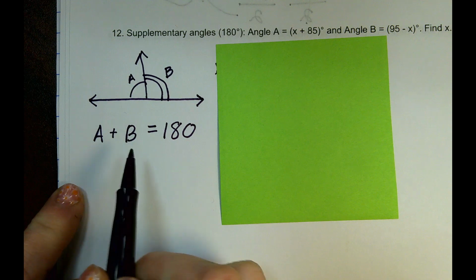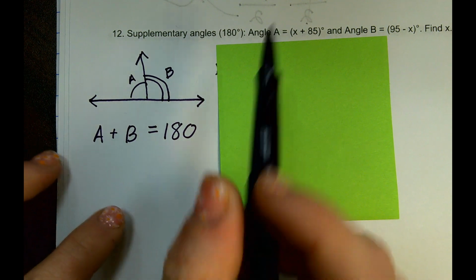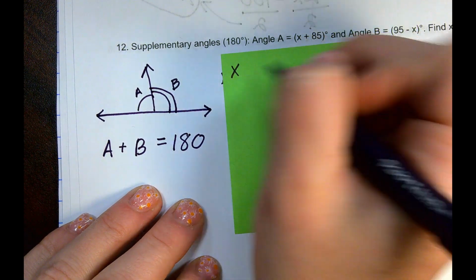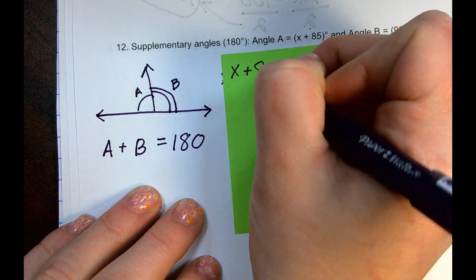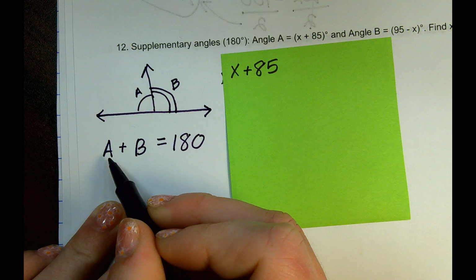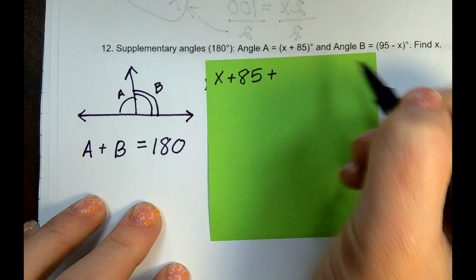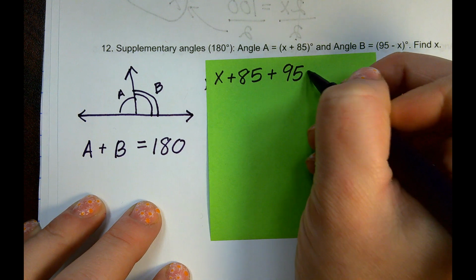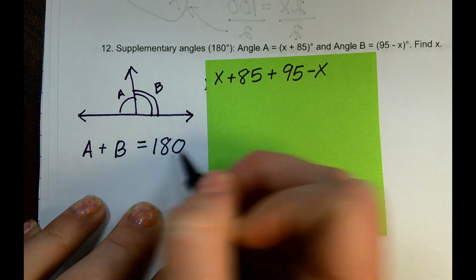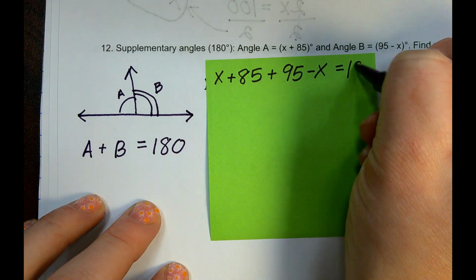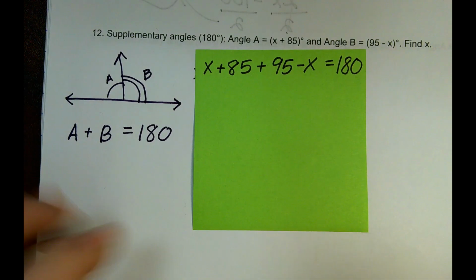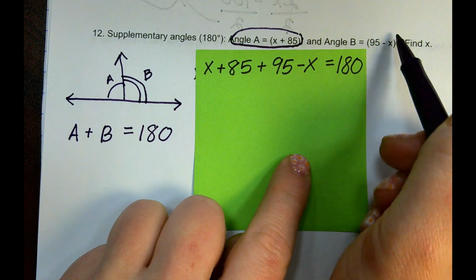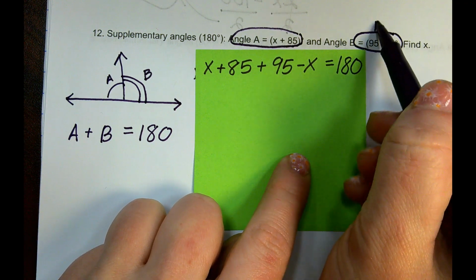So now tell me, instead of A plus B, what am I going to write to replace them with? X plus 85 plus 95 minus X equals 180. Good. X plus 85, I'm writing that instead of A, plus B is 95 minus X, equals 180. So that's my equation, okay? X plus 85 came from angle A here. 95 minus X came from B.